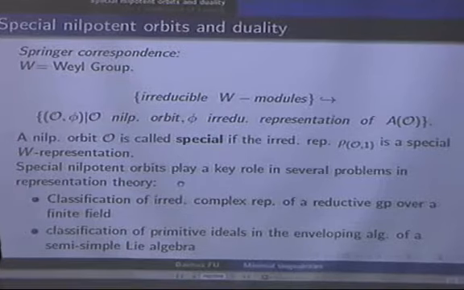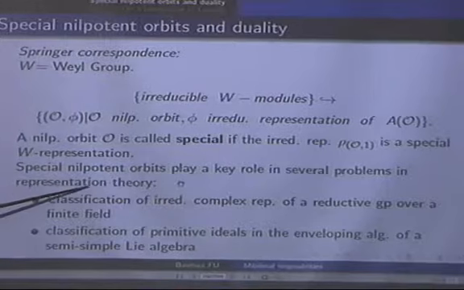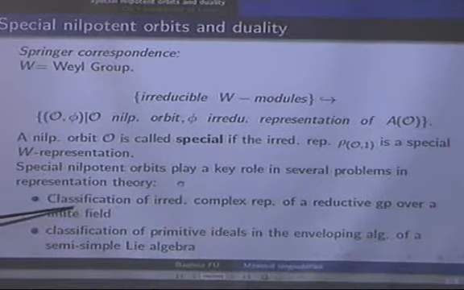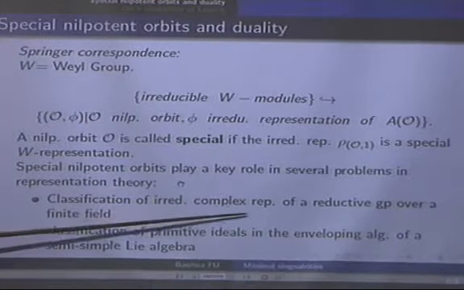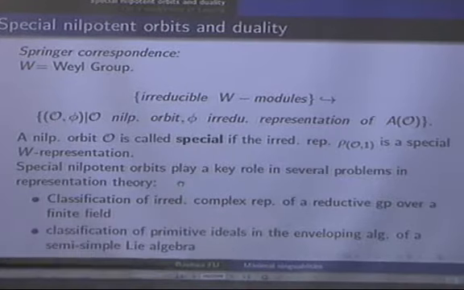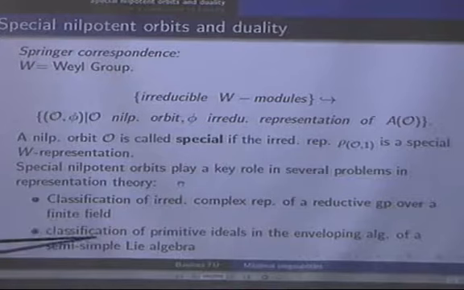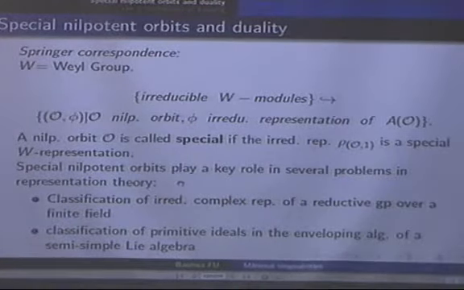And also, these special nilpotent orbits are very important in representation theory. For example, in the classification of irreducible complex representations of a reductive group over a finite field. So this is due to Lusztig. And also the classification of primitive ideals in the enveloping algebra of a semisimple Lie algebra. Yeah, this is the monodromy. This is Springer.